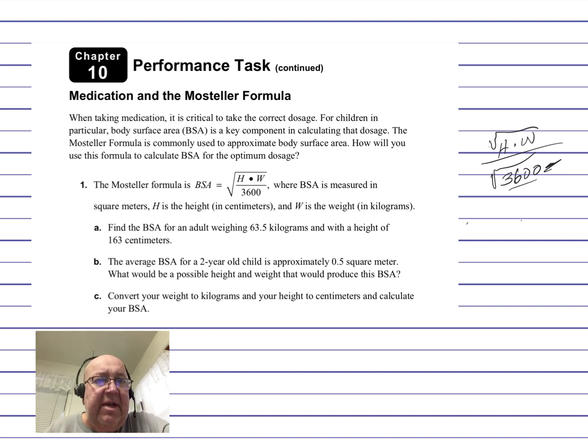Alright, so part B says the average BSA for a 2-year-old child is approximately 0.5 square meters. So you want to find possible height and weight that could produce that. So you're going to solve backwards to find a height and weight combination that will give you that. Finally, part C is you're going to convert your own weight to kilograms and your height to centimeters, and you're going to calculate that using your own numbers.